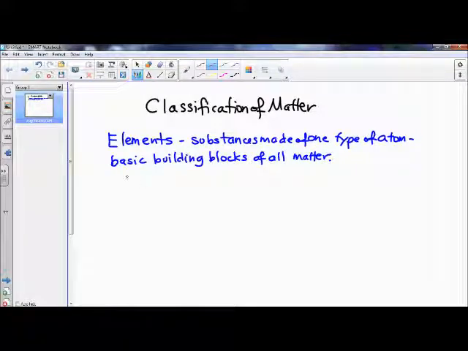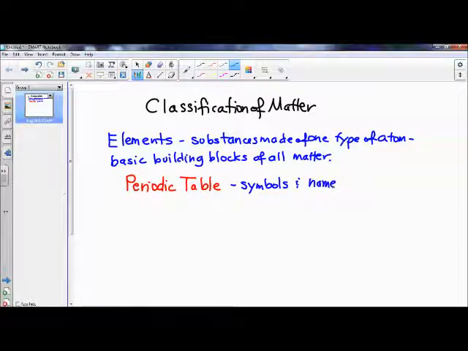You can find a listing of the elements on your periodic table. The periodic table has a listing of about 100 plus elements, about 92 of them which occur naturally. The rest are actually synthesized in laboratories. Now, in the periodic table, you will see the symbols for the elements as well as the name. There's some other information in the periodic table, but we'll come back to that a little bit later.